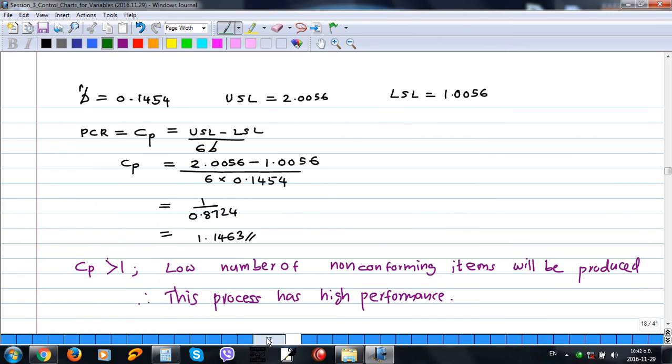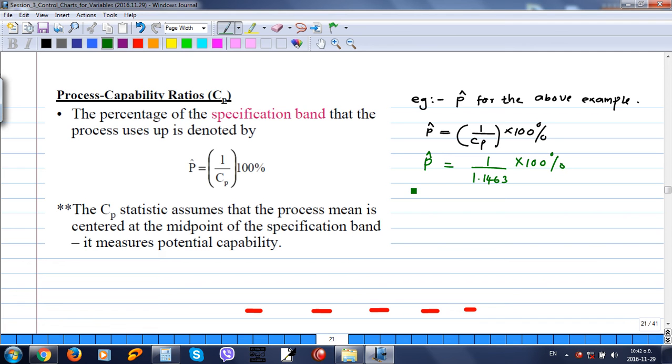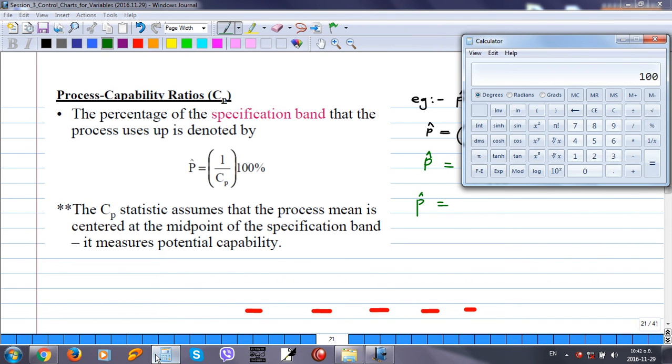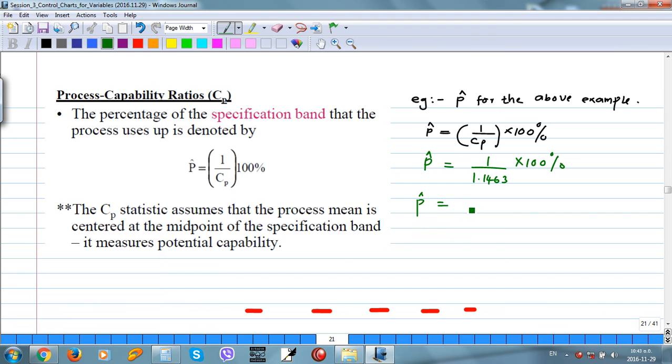The CP value is 1.1463, then 1 over 1.1463 times 100%. So we can find p hat: 100 divided by 1.1463 is 87.237.